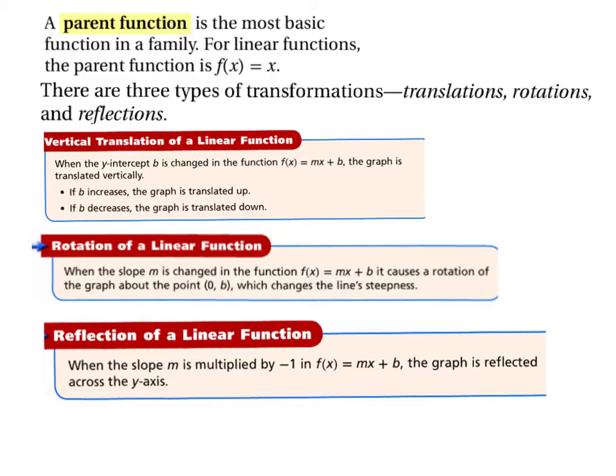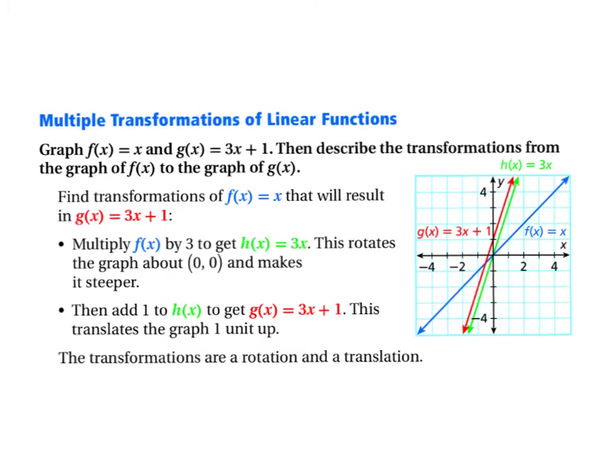When the slope is multiplied by -1 in slope-intercept form, the graph is reflected across the y-axis. You can just easily think a reflection is the same thing as a flip. Last but not least, multiple transformations of a linear function is the final concept. It is where multiple transformations happen to a linear function.